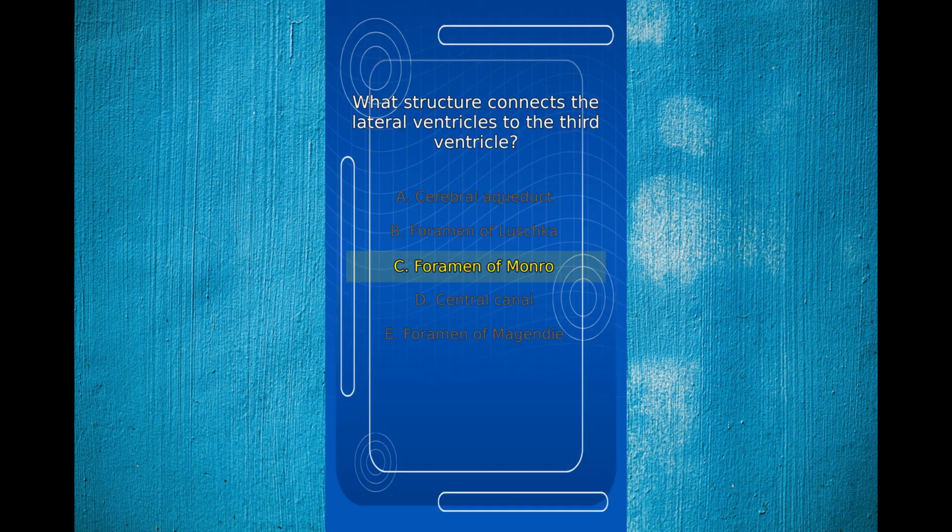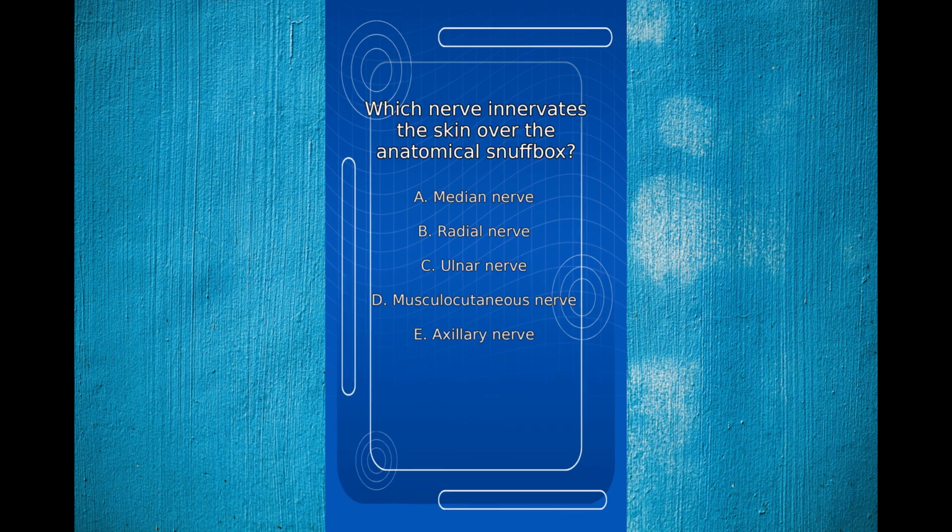The correct answer is C. Foramen of Monro. The foramen of Monro, interventricular foramen, connects the lateral ventricles to the third ventricle. Which nerve innervates the skin over the anatomical snuff box?